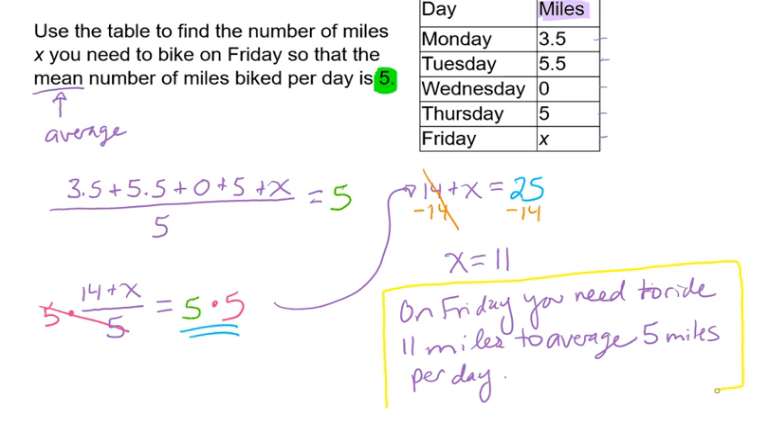And we can look back and see if that makes sense. So if we were to plug in our 11 into that x spot, would we come up with a 5? So we can just check that really fast using our calculator, and we can add 3.5 plus 5.5 plus 0 plus 5 plus 11, and then divide that by 5, and that's going to give us an answer of 5. And so we see that that is correct and it is reasonable.